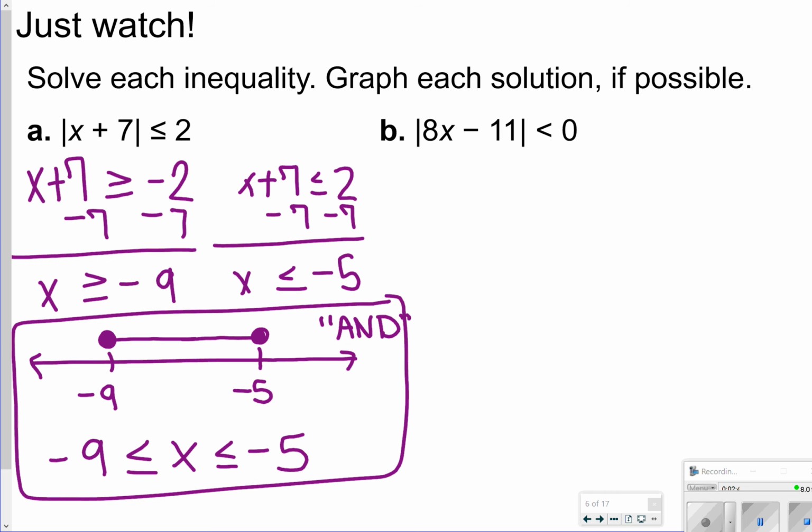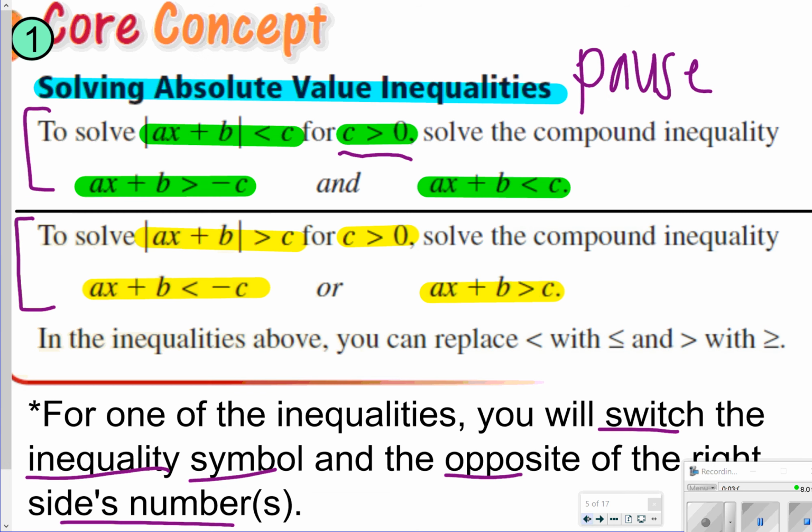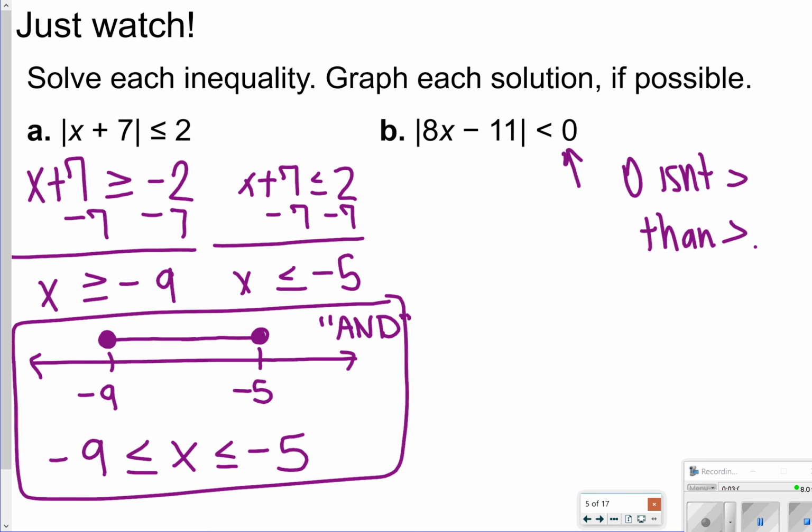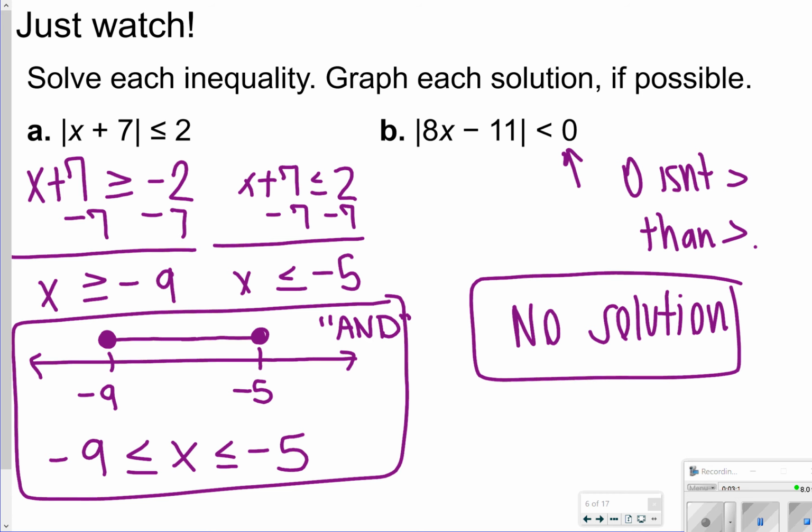Okay. For letter B, if you notice, 0 cannot be solved because 0 isn't greater than 0. So remember the expression has to be greater than 0. If you look back here, c has to be bigger than 0 for both of these. And 0 is not bigger than 0. So we're going to say no solution for letter B. Okay, so just be careful with those if they're not greater than 0.